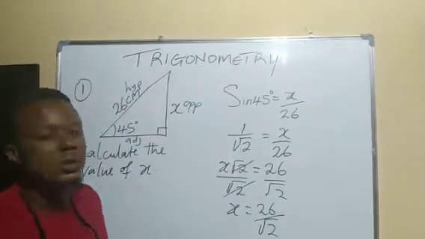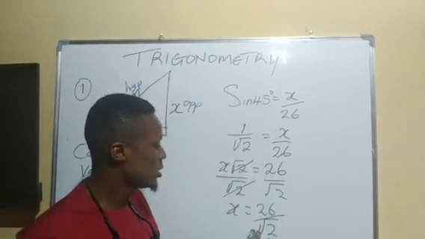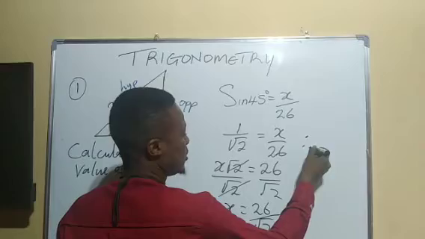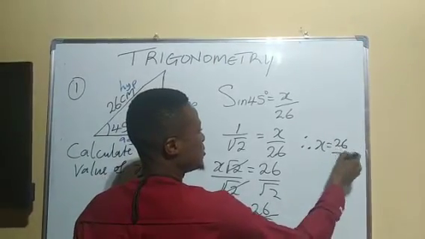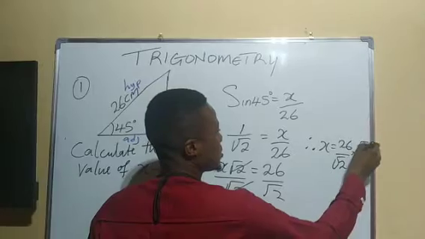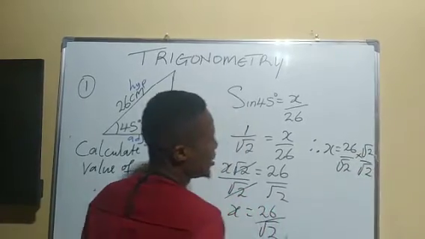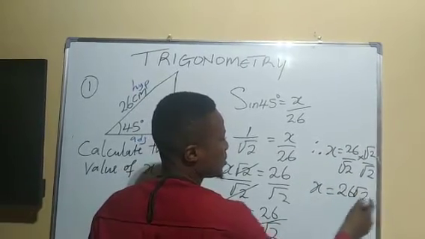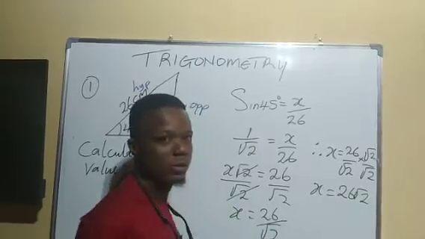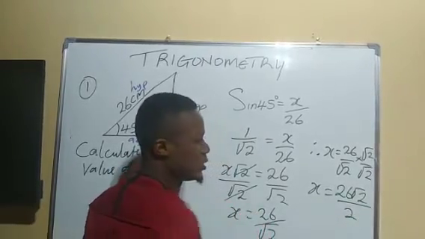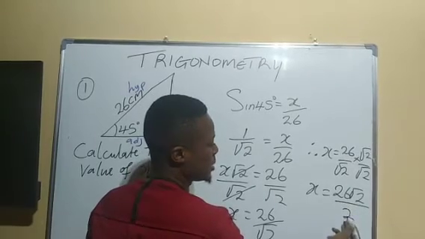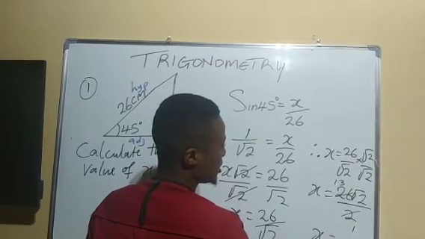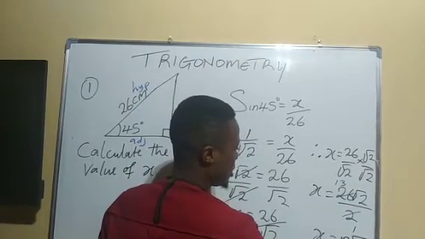I would have stopped here, but if you are conversant with the knowledge of surds, you know that you've got to rationalize this. Therefore, you can now say that x is 26 over root 2 times root 2 over root 2. Okay? So x is giving us 26 times root 2, which is 26 root 2. But root 2 times root 2 will give us square root of 4, and square root of 4 is just 2. Okay, but 26 and 2 have a common factor of 2. So we cancel out. Finally, x is equivalent to 13 root 2.